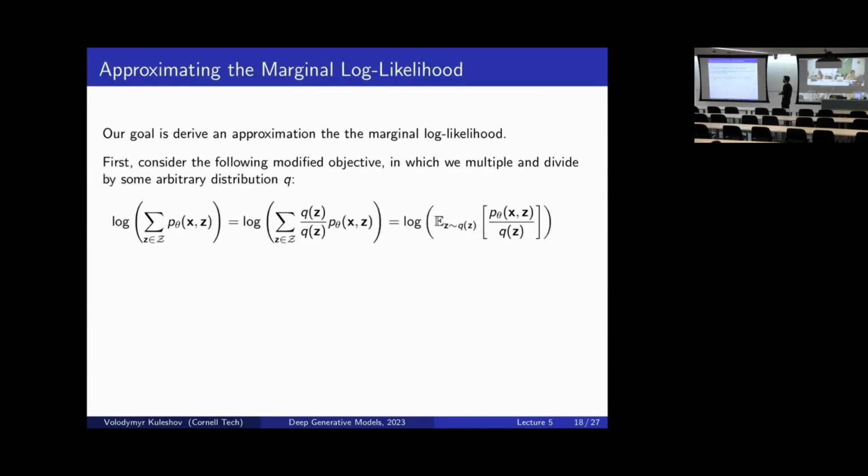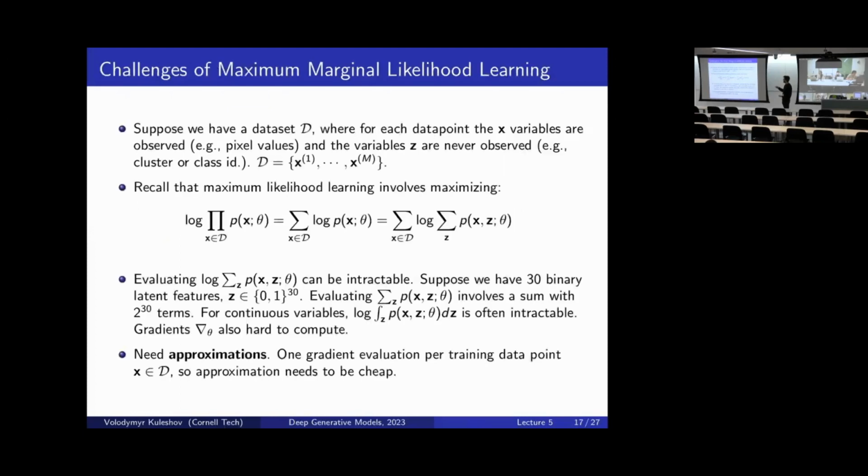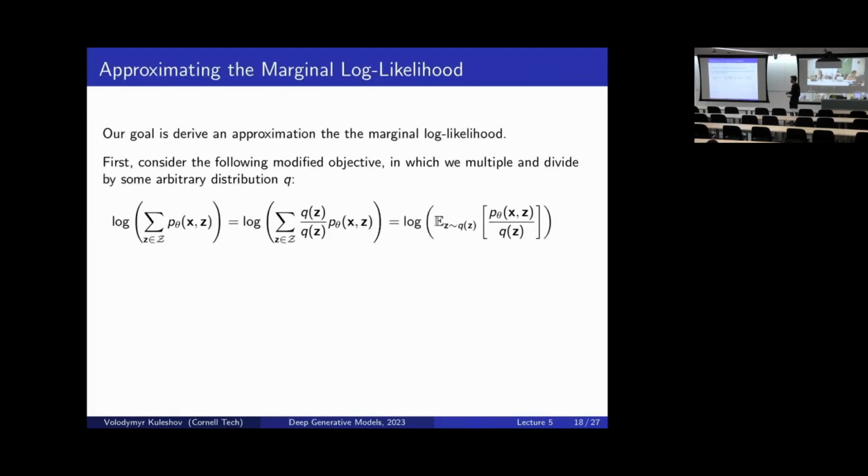Well, we're going to use a strategy that is called variational inference. And in the next few slides, I want to explain what variational inference is at a high level, and then we will complete the picture in the next lecture. So to define what variational inference is, let's start with the following observation. I'm going to do a little bit of math to massage this intractable objective into something that is more tractable.